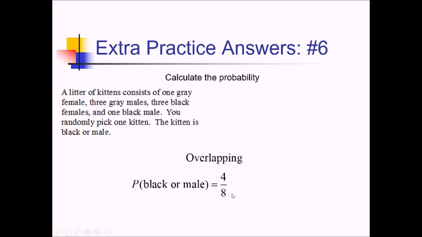So now let's also find the probability that we have a male. They said that we had 3 gray males and 1 black male. So that's a total of 4 males out of 8 kittens total. So we're going to add 4 over 8 here. And now, since we've counted black kittens and male kittens, and some of them are both, we have to subtract the overlap. There's not a lot of overlap actually, we only have 1 black male kitten. So we're going to subtract that 1 out of the 8 kittens. And now putting all this together, 4 plus 4 is 8, minus 1 is 7. So that is a 7/8 chance of getting a kitten that is either black or male.